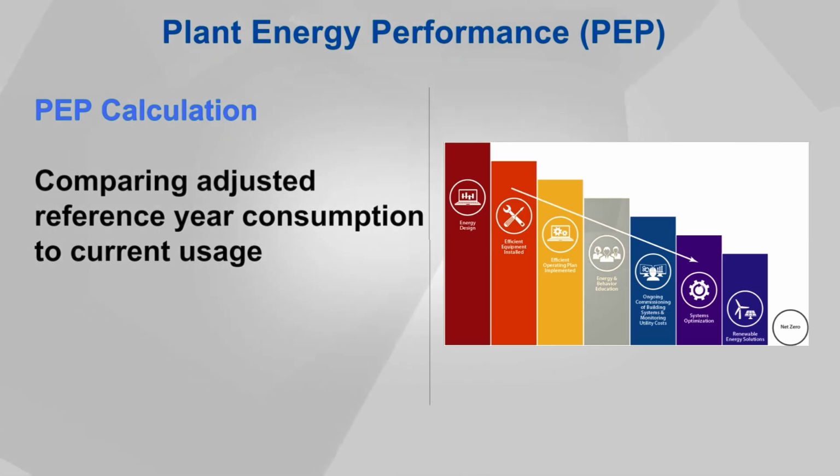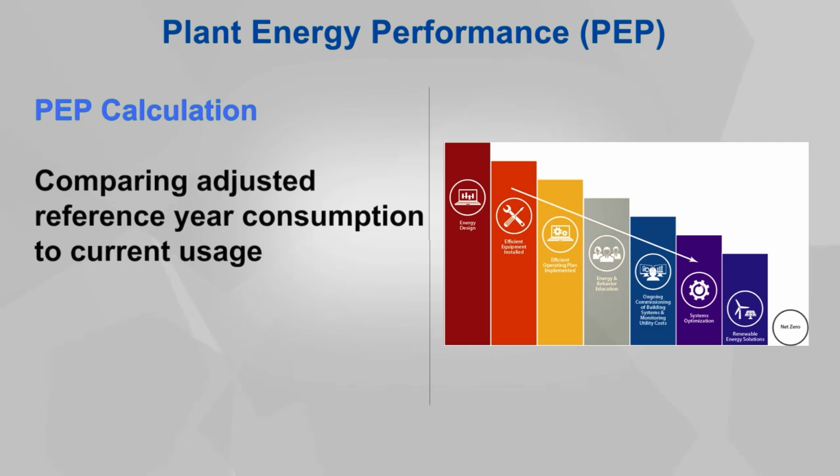Once we have the reference year equivalent, we can determine the plant's energy performance. To calculate the energy performance, we subtract the current year's actual energy use from the reference year equivalent. The result is then divided by the reference year equivalent and multiplied by 100 to express it as a percentage. This percentage reflects the energy saved at the current rate of use compared to the reference year.